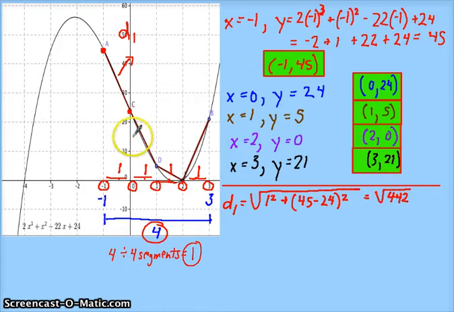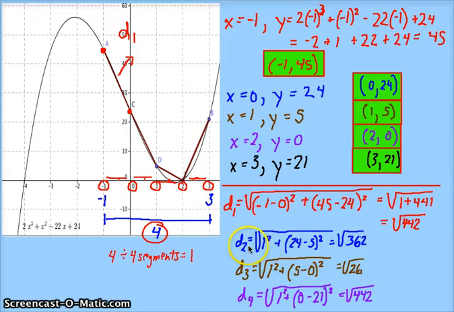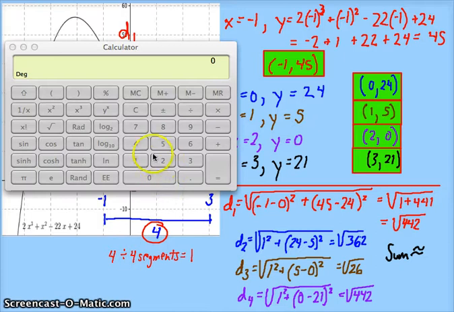Now let's find the other 3 distances. Again, for each successive distance, the change in x is 1, and we've spoken about that, squared plus the change in y squared. And so now we have these 4 distances. I'm hoping you realize that what we want to do is add these smaller distances up to estimate the length of that curve.